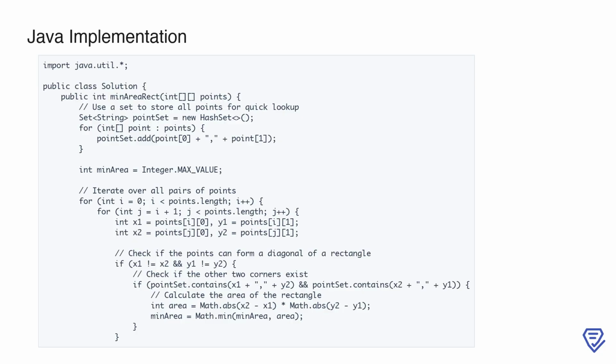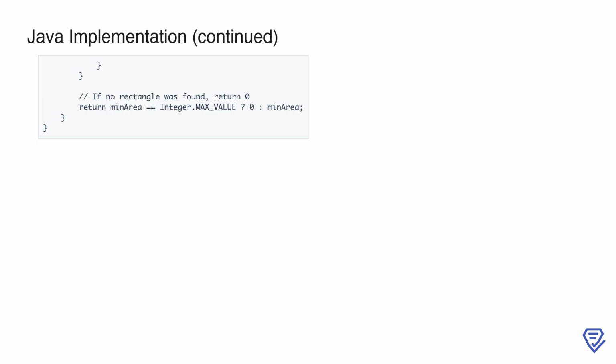If this condition is met, we proceed to check if the other 2 corners of the potential rectangle exist in our hash set. This ensures we have all 4 points necessary to form the rectangle. If the other 2 corners are found, we proceed to calculate the area of the rectangle. The area is determined by the absolute difference in x coordinates multiplied by the absolute difference in y coordinates. We then compare this calculated area with the current minimum area and update the minArea variable if the new area is smaller. This ensures that by the end of the loops, minArea will hold the smallest rectangle area found among all valid rectangles.